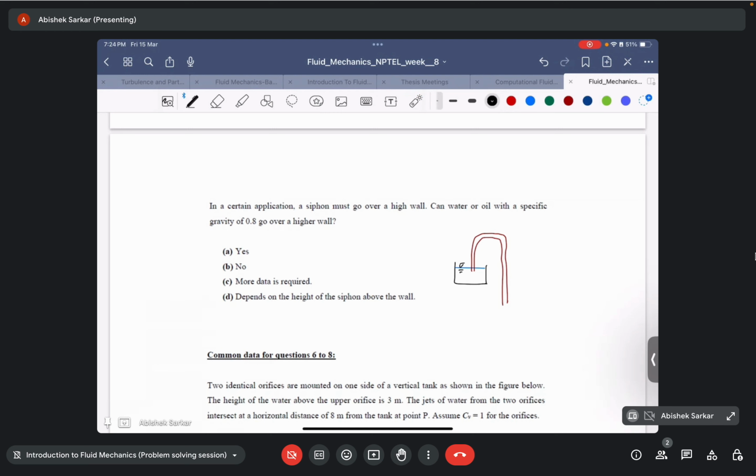So the answer should essentially be yes, the fluid can go over a wall, because that is what they have asked. No further specifications are asked, so no further specifications are required. It can go over a high wall, yes. How much higher it can go, they have not asked, so no need to bother about that. So the simple answer would be yes, it can go over a higher wall.